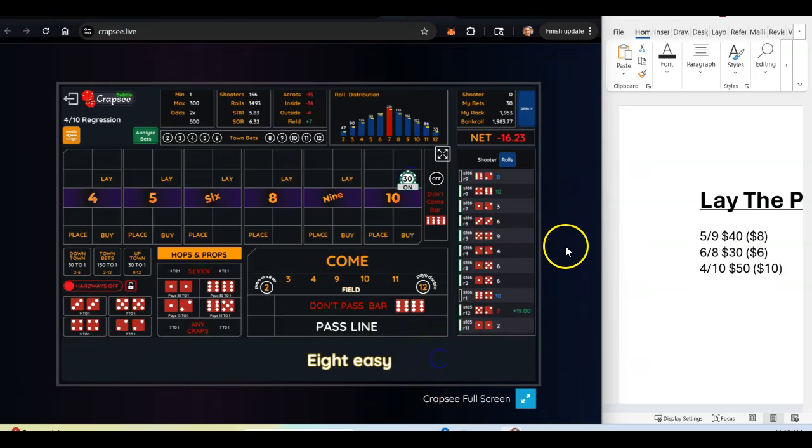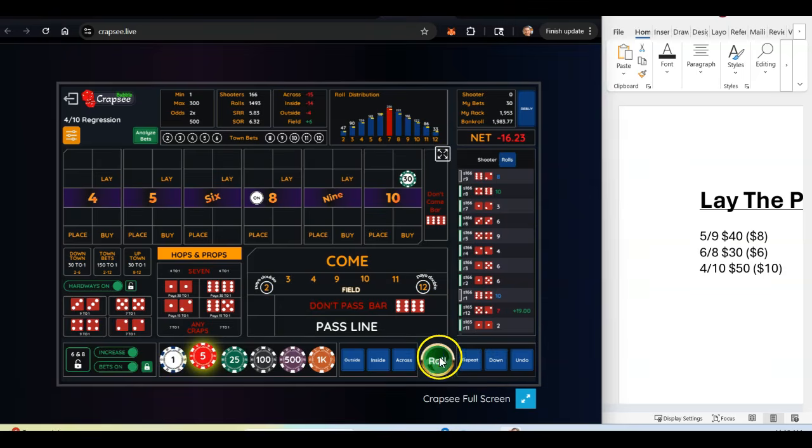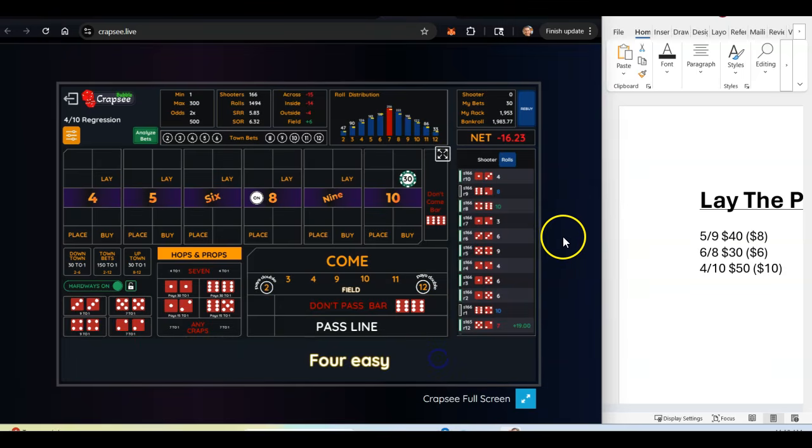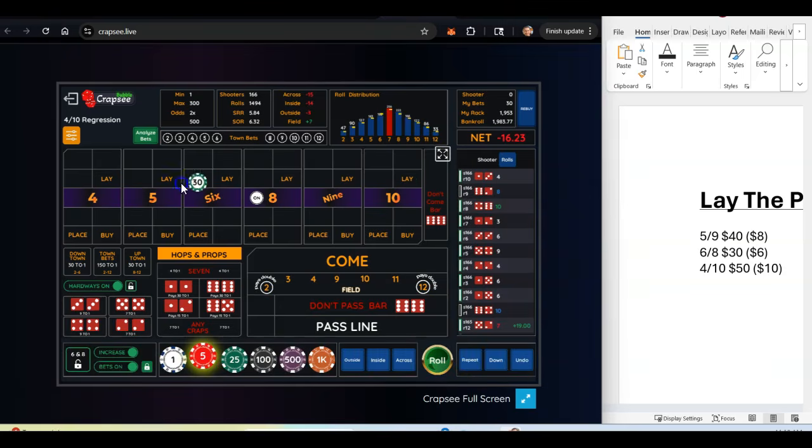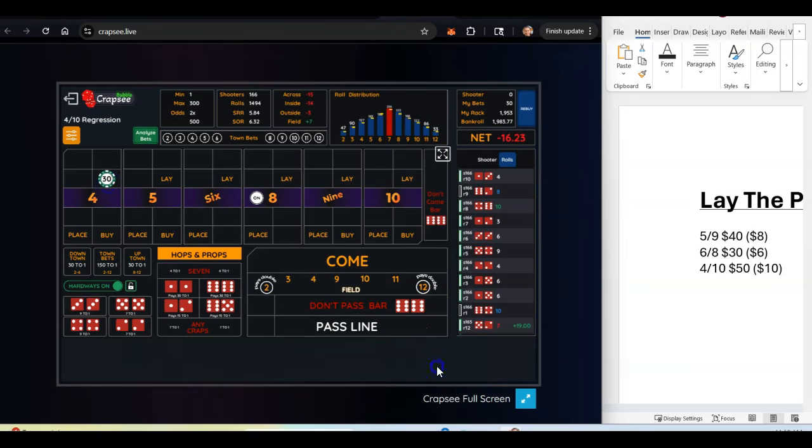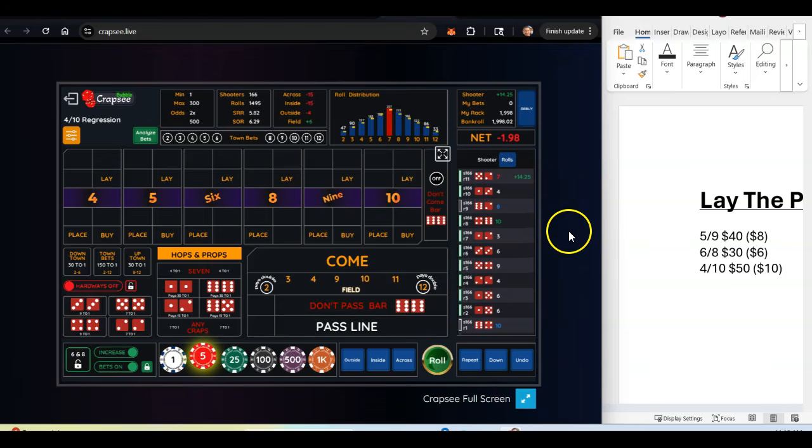8 easy. Or as Waylon likes to call it, baccarat. 4 easy. Oh, look at that. 7 out. There you go. All right. And we're back to even here, basically. So the moral of the story is I would have quit with 1 ticket, probably come back, and I don't know where I would have been at that point because you have no idea what the rolls would have been.